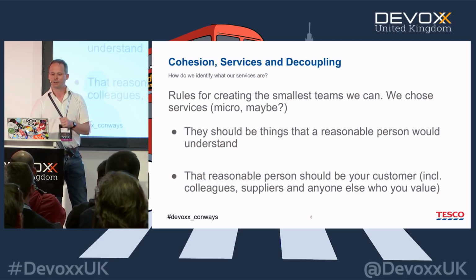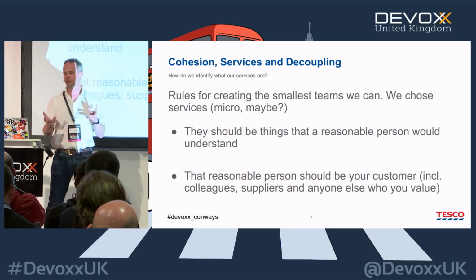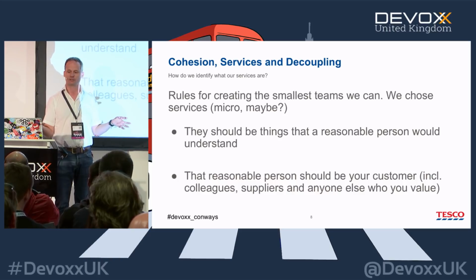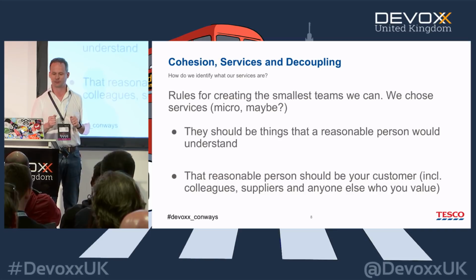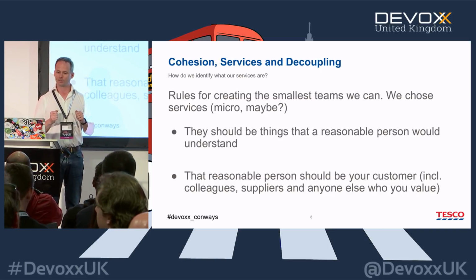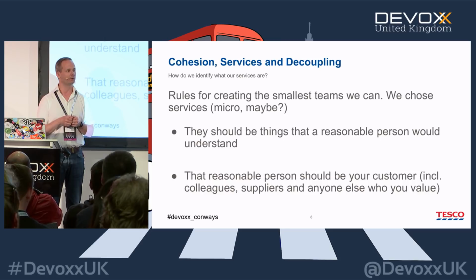So getting back to calling things by what they should be. We got to a place where any reasonable person would understand our systems. We named them after a bunch of things, and I'll talk about how we did that in terms of cohesion. We also decided that those reasonable people should be our customers. We care about our customers first and foremost. So if we went and spoke to one of them, would they understand what we're talking about?